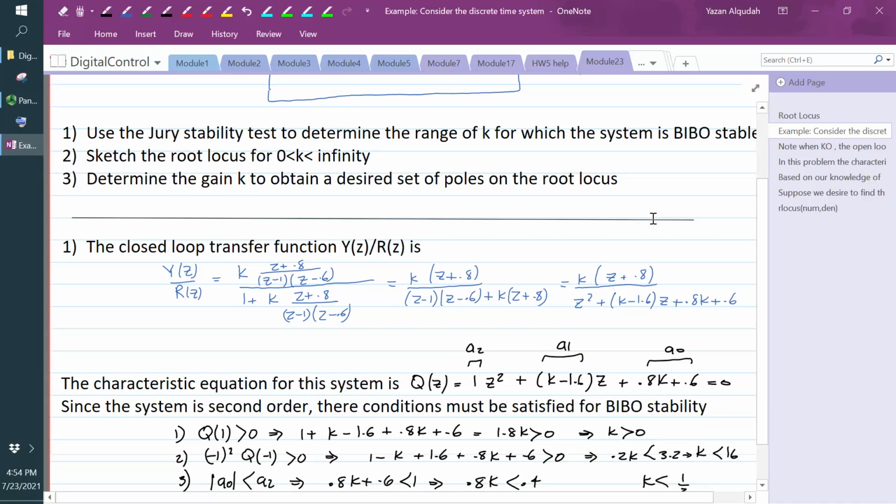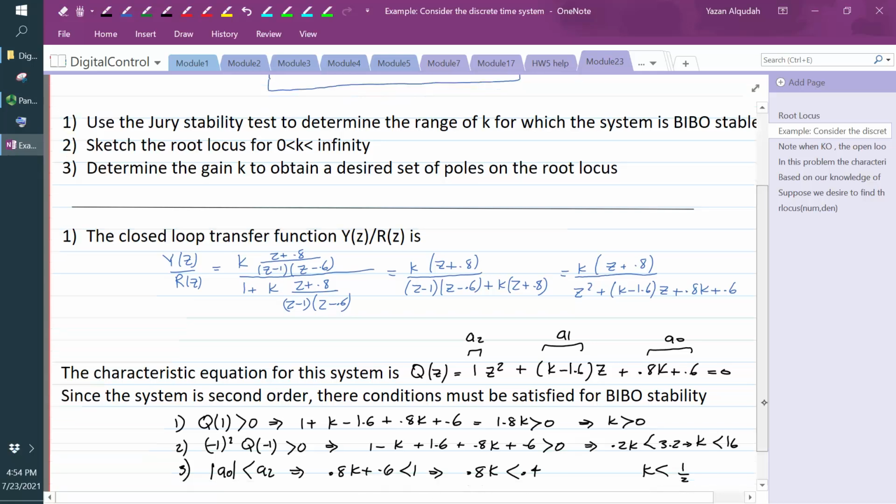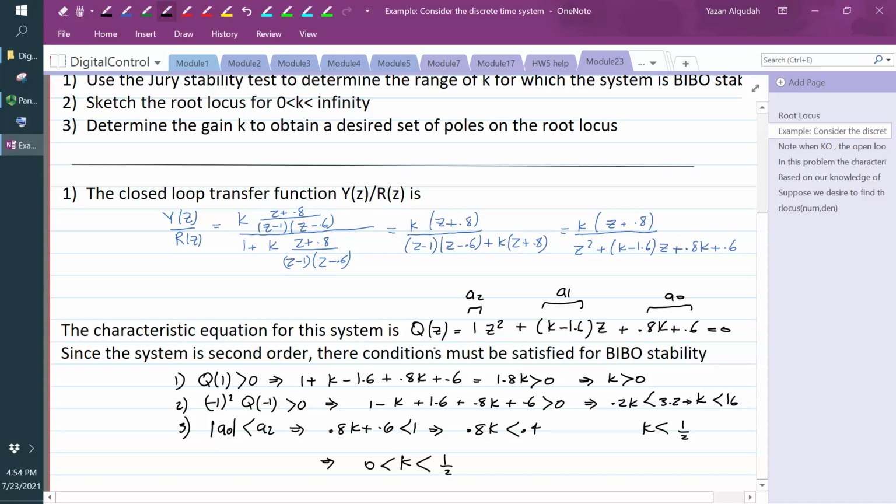So if I take the denominator of the closed loop system and equate it to 0, that will give me the characteristic equation. Therefore, the characteristic equation for this system is 1 multiplied by z squared plus k minus 1.6 multiplied by z plus 0.8 plus 0.8k plus 0.6 equal to 0. Since we're going to use the Jury test to determine the stability, this constant is a0, the coefficient of z is a1, and the coefficient of z squared is a2.